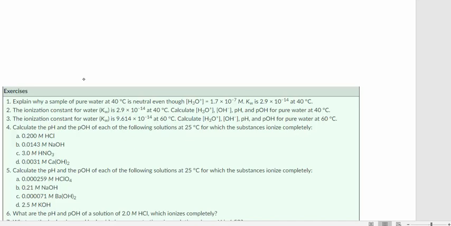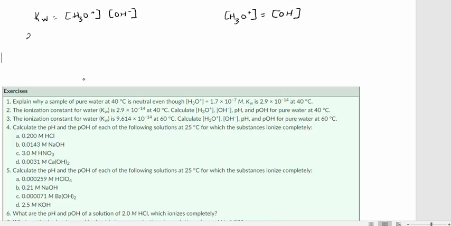Number 1, explain why a sample of pure water at 40 degrees Celsius is neutral even though the concentration of the hydronium ion is 1.7 times 10 to the negative 7. You're given the Kw. Remember that Kw is equal to the concentration of the hydronium ion times the concentration of the hydroxide ion. Neutrality is when the hydronium ion concentration is equal to the hydroxide ion concentration.